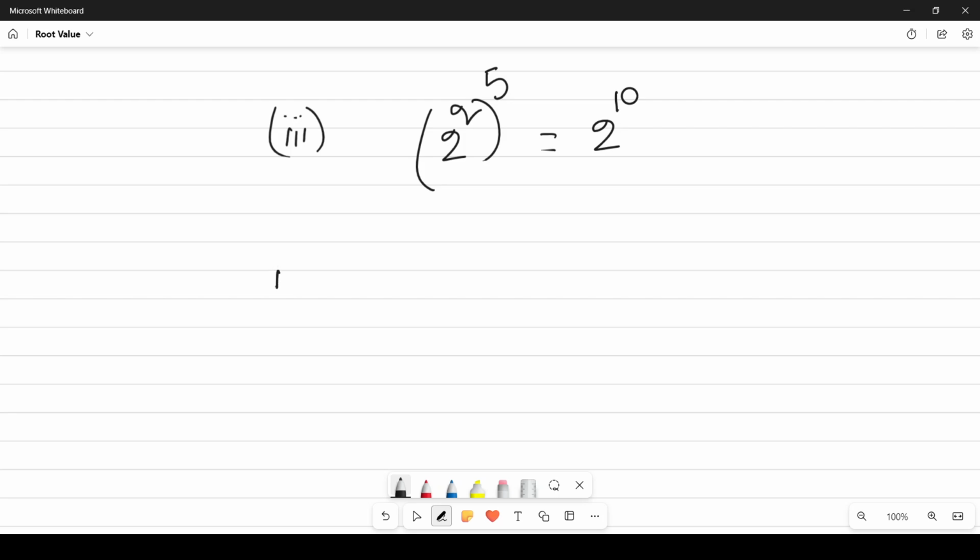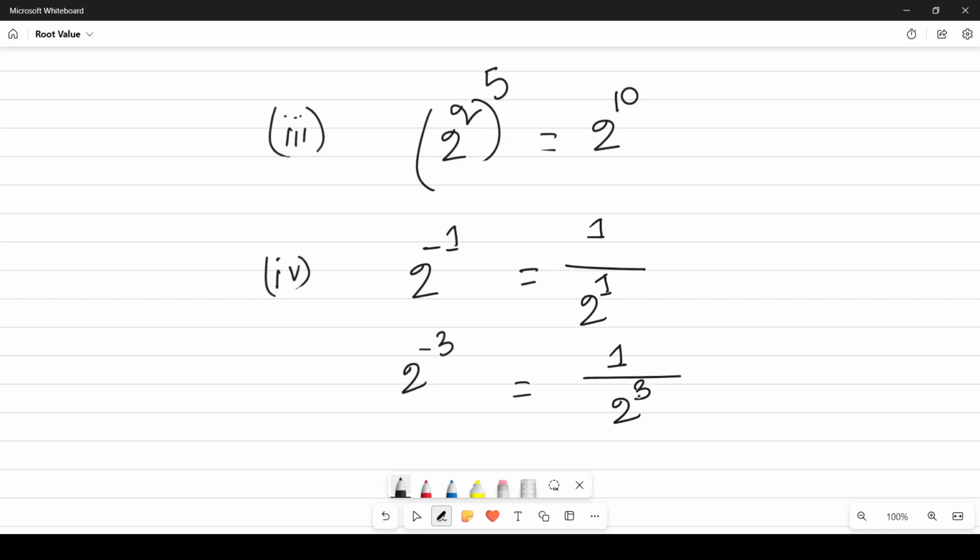What is the fourth law of indices? The fourth law says, if you have a negative power, 2 to the power minus 1, it means you need to invert this to its positive power. So if we have written 2 to the power minus 3, then it would be 1 divided by 2 to the power 3.